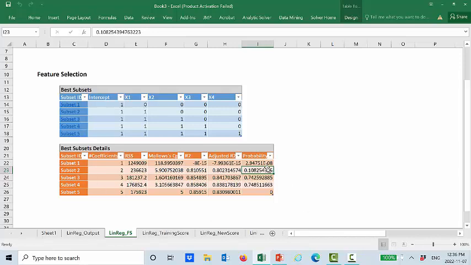In this case, we'd like to have the one that has the smallest Cp-Mallows and the best adjusted R-square. The best Cp-Mallows is here at 1.6, which corresponds to subset 3. It also corresponds to the adjusted R-square of 0.841, which is the highest one among the adjusted R-squares. Adjusted R-square means it is adjusted for the degrees of freedom. Therefore, it is adjusted for the number of observations and the number of predictors.